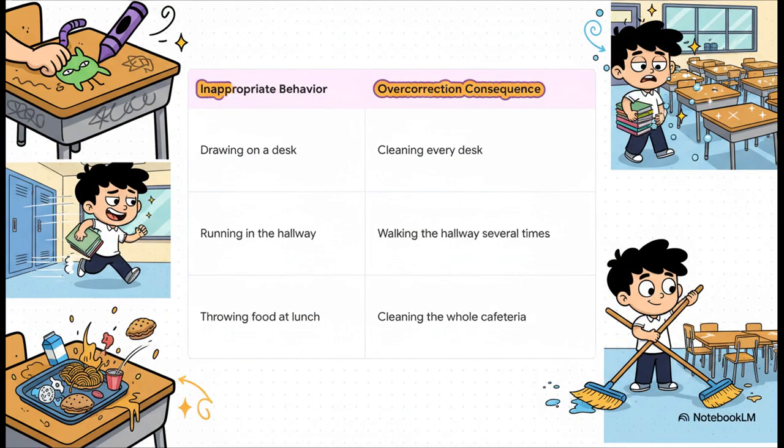And check this out. This is a brilliant one. Our next tool is called overcorrection. The whole idea is that if a student makes a mess, they have to leave the environment even better than it was before. So you draw on one desk, you're cleaning all the desks. You run in the hallway, you're going to practice walking up and down it correctly a few times. It's a logical consequence that really connects the action to the repair.